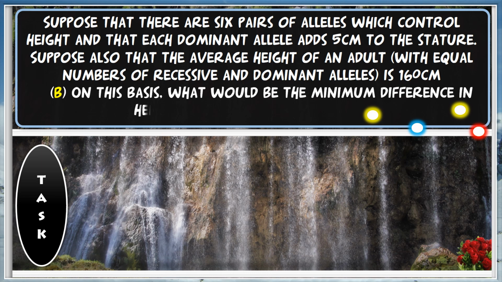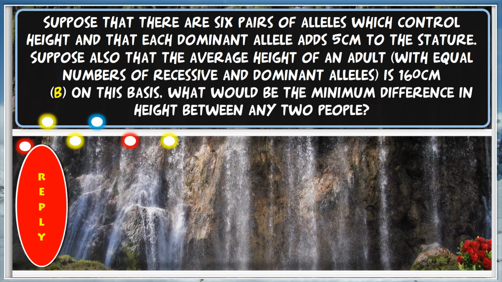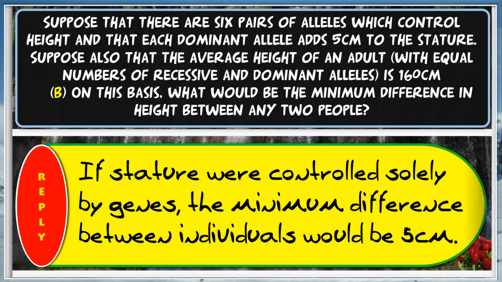Part B. On this basis, what would be the minimal difference in height between any 2 people? If stature were controlled solely by genes, the minimal difference between individuals would be 5 centimeters.